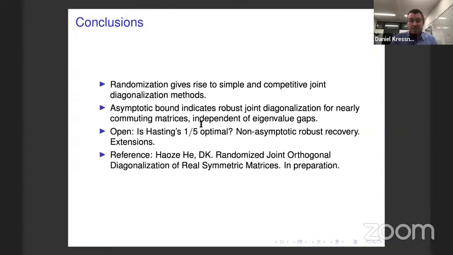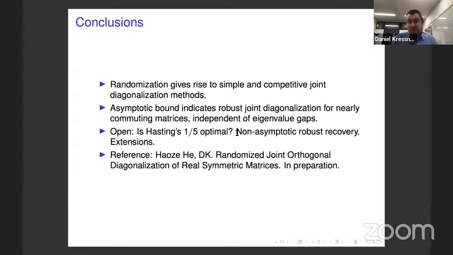Good luck with that if you want to look into this. What would be more important from the perspective of this talk is to have real non-asymptotic robust recovery, so that if you have an epsilon perturbation, you are able to recover this with an epsilon times constant error in the off-diagonal part without this higher order term. We haven't been able to achieve this.